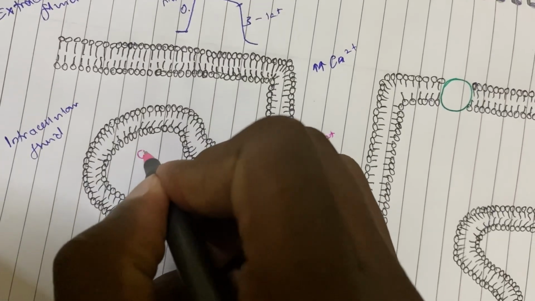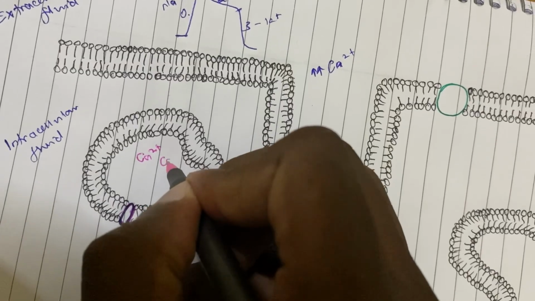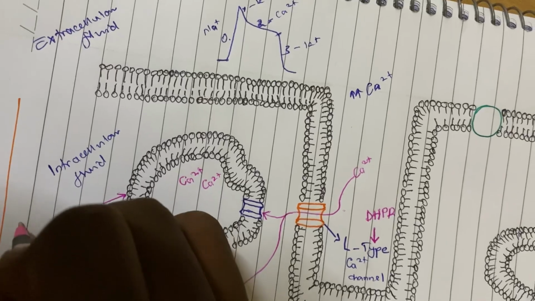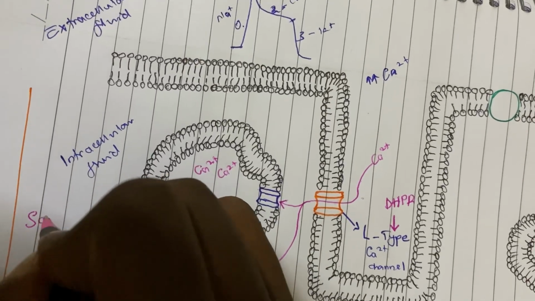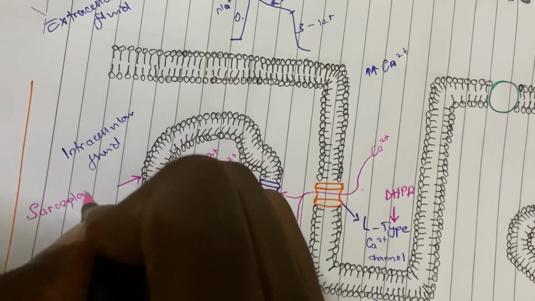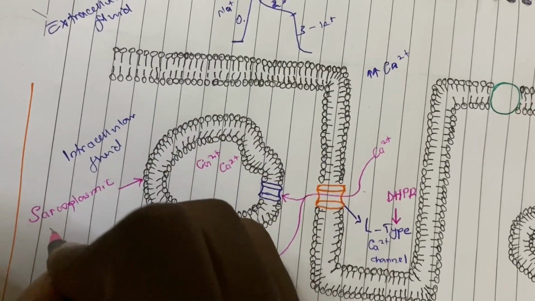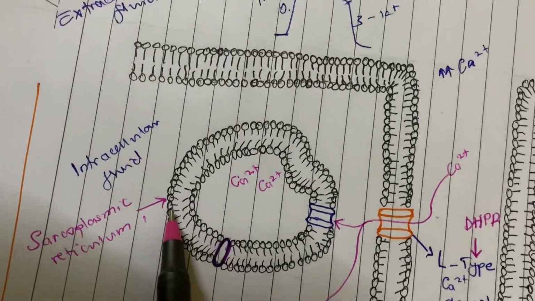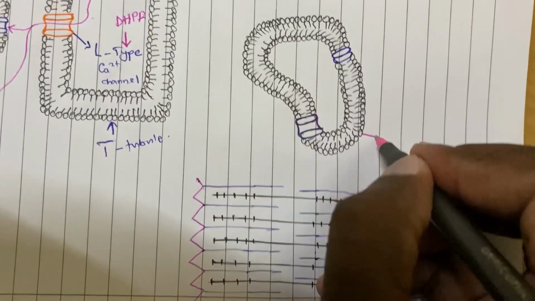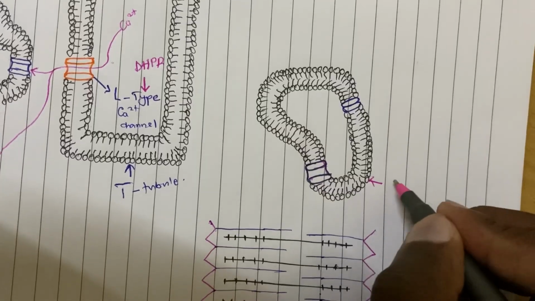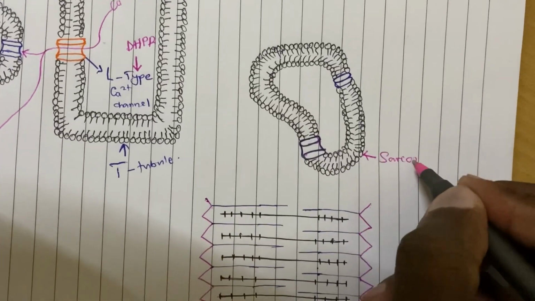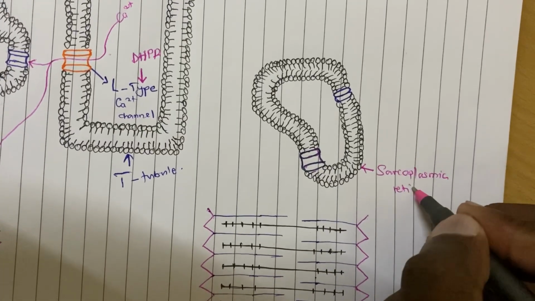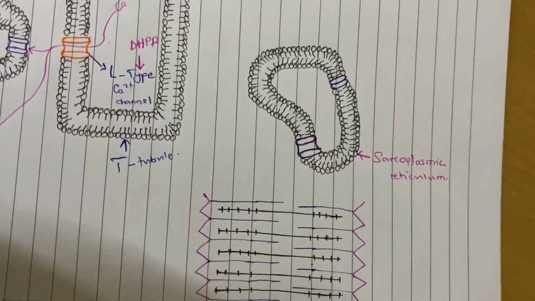Here inside also we have calcium. This one is called the sarcoplasmic reticulum. The same applies on this side, it is the same structure, the sarcoplasmic reticulum.